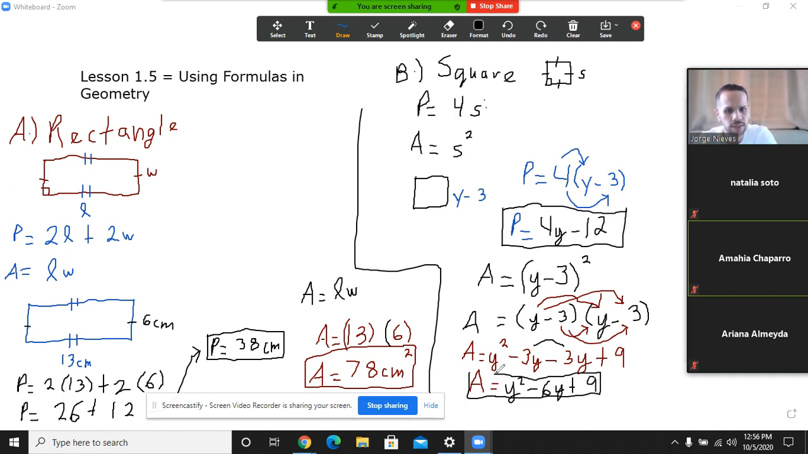Any questions on how to do this, okay? That happens when you have an algebraic expression like y minus 3. But if you have a number, a normal number, well, you're going to multiply only, okay? ¿Entendimos?